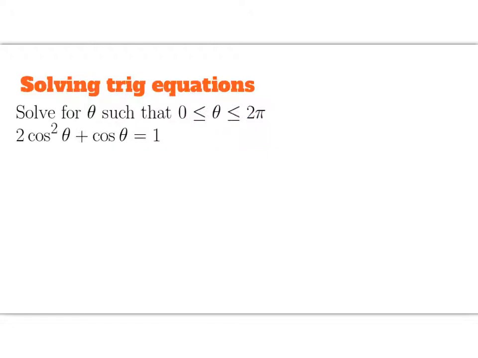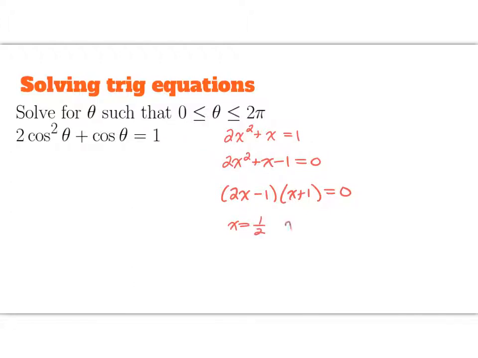Theta is still between 0 and 2 pi, looks like this. Here we just need to be comfortable with the fact that this is going to operate the same way as a regular equation. It's just a quadratic. So we need to get it set equal to 0. We can solve a quadratic by factoring. So this one would factor thusly. So then x would be 1/2 or x would be -1. So it would work exactly the same over here.